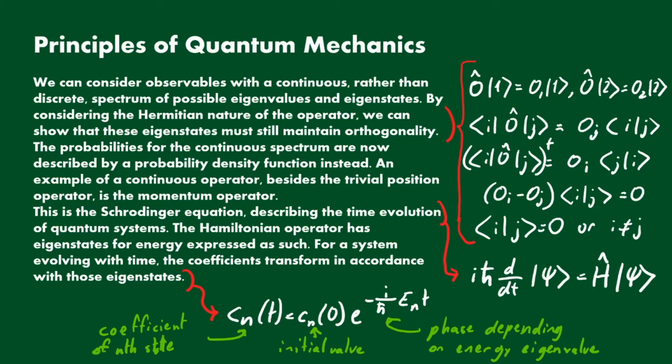This is the Schrödinger equation, describing the time evolution of quantum systems. The Hamiltonian operator has eigenstates for energy, expressed as such. For a system evolving with time, the coefficients transform in accordance with those eigenstates.